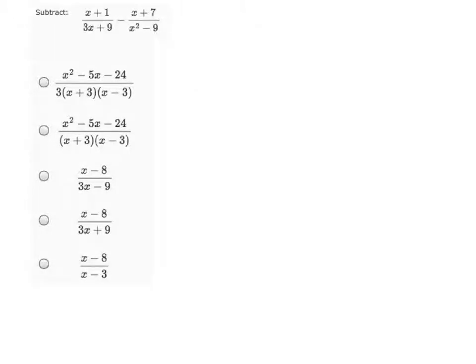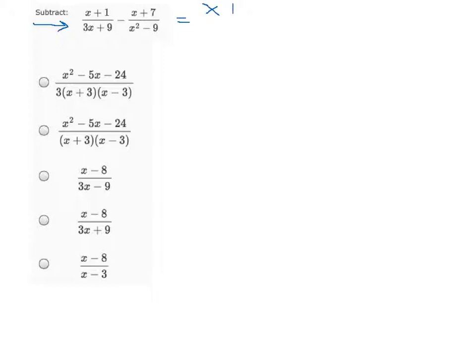In this problem, we are asked to subtract two fractions. So since we're subtracting fractions, we need to have a common denominator. And so to begin, let's simplify each of these denominators by factoring them. And this will hopefully make finding a common denominator slightly easier.